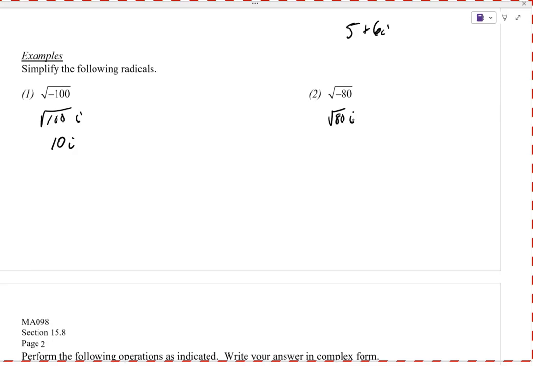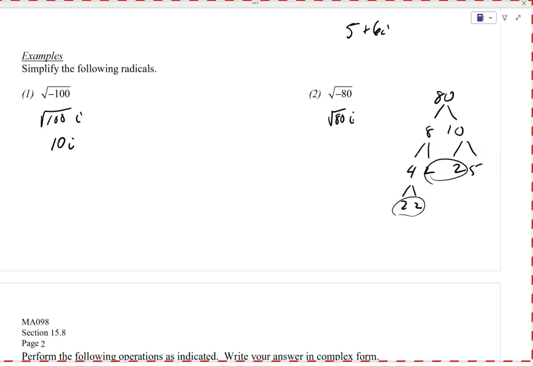All right. Now let's worry about the 80. Now with the 80, we don't know what square root of 80 is, so let's break it up. What multiplies to give you 80? 8 and 10 does, good. 8 is 4 and 2, which is 2 and 2. And 10 is 2 and 5.